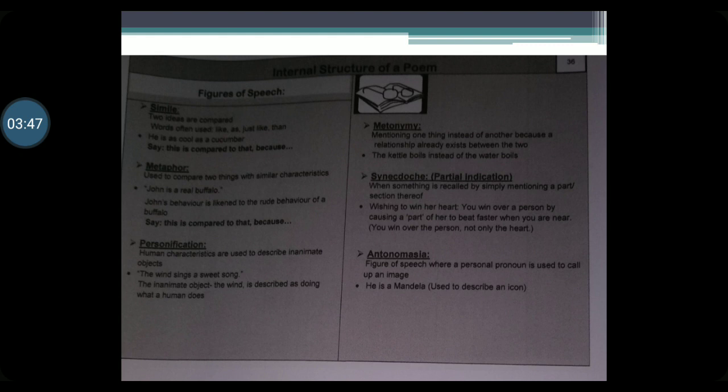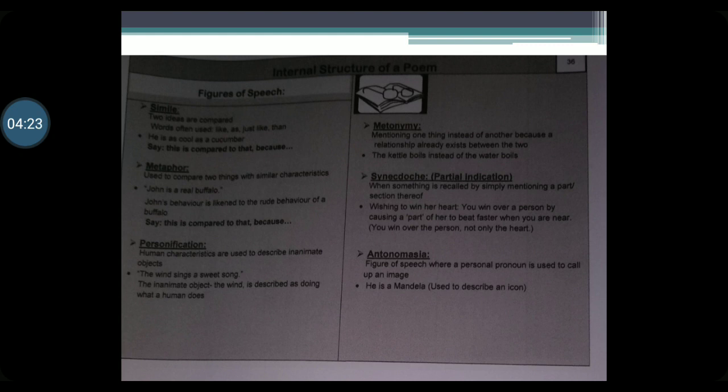Now a simile is two ideas that are compared. Words often used are like, as, or just like. So when there's a like or as, we call it a simile. When two things are compared and there's not a like or as, that's when it becomes a metaphor. Okay. So for example, he is as cool as a cucumber. That is a simile. But John's behavior is likened to the rude behavior of a buffalo. That is a metaphor. Okay. So it compares two things, but there is not a like or an as.